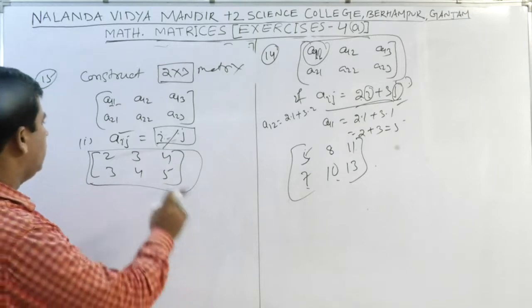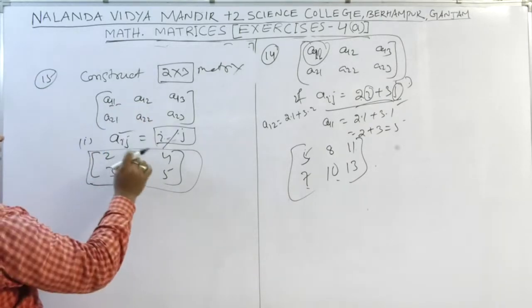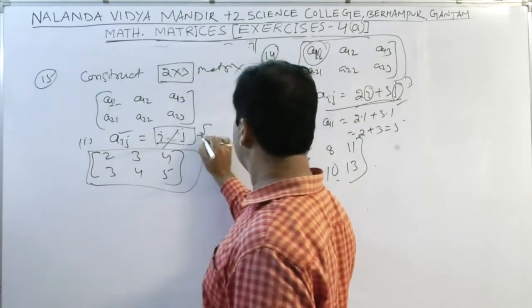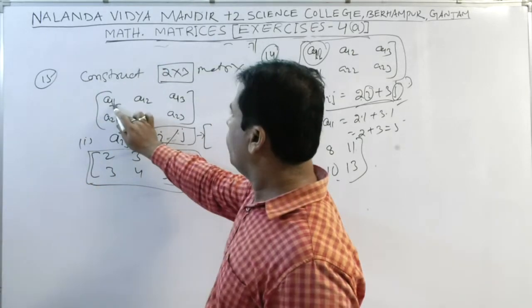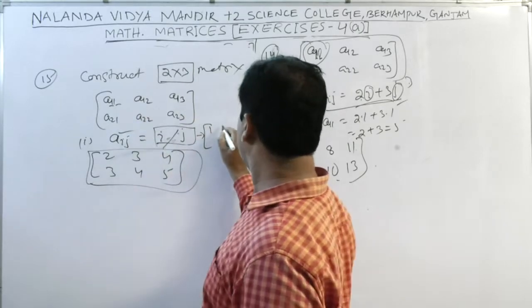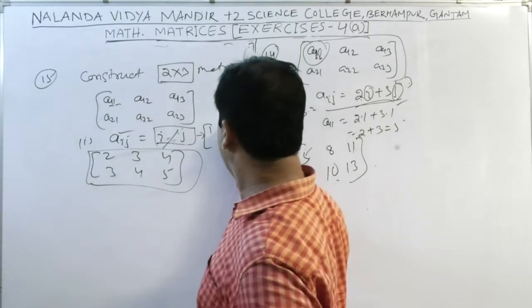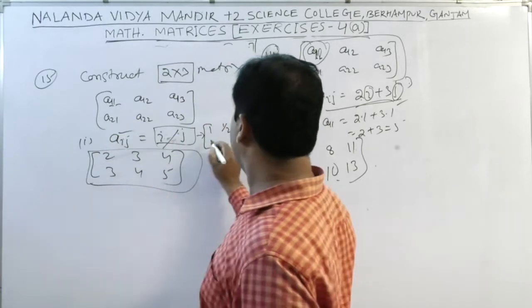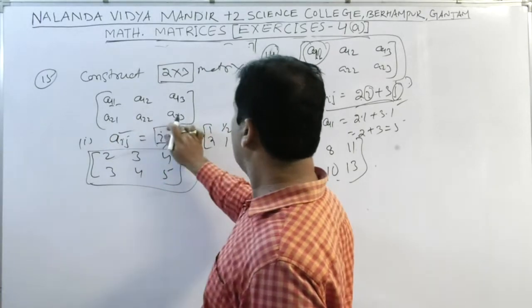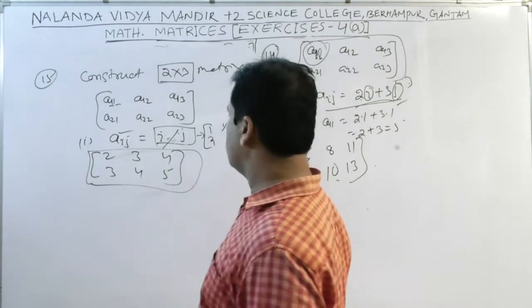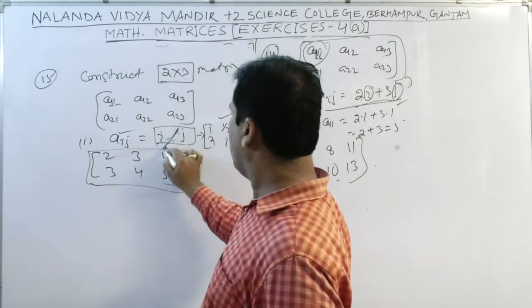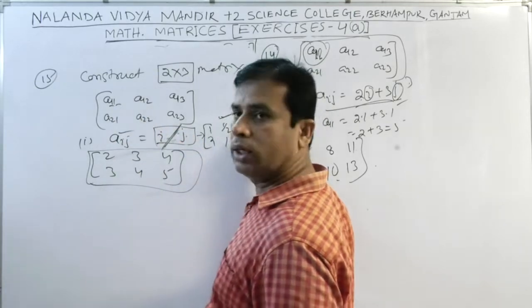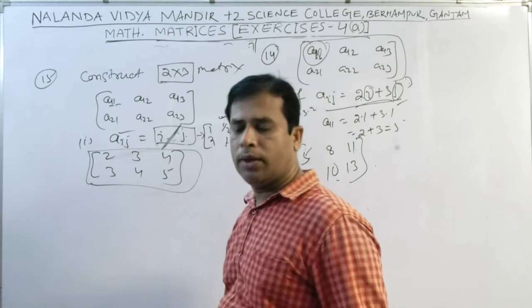Okay. If we construct the matrix aij is equal to i divided by j, we get 1 by 1, 1. 1 by 2, either 0.5 or half. 1 by 3, 2 by 1, that is 2. 2 by 2, that is 1. 2 by 3, a little less than 1, 2 by 3. Therefore, if aij is equal to i divided by j, we can write the matrix: 1, half, 1 third, 2, 1, 2 third. Okay?